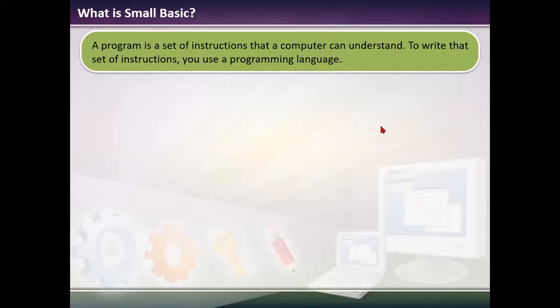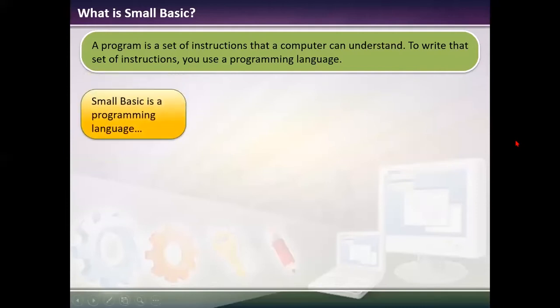Anybody? Can you understand what a program is? What is a programming language? Okay, good. So Small Basic is a programming language, like Python, Java, C#, Pascal, and various other kinds of programming languages. Small Basic is another programming language.